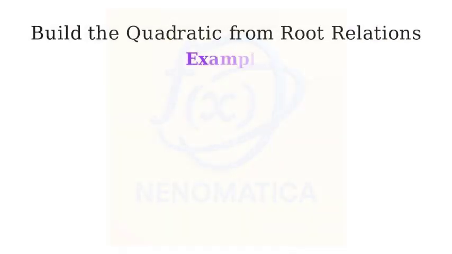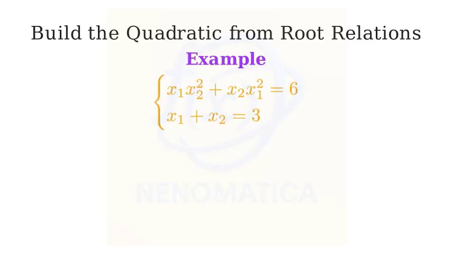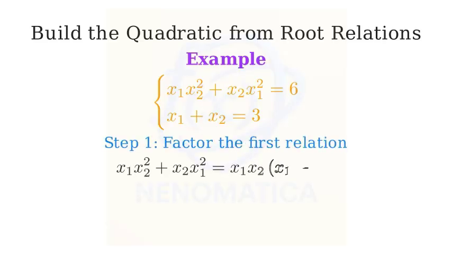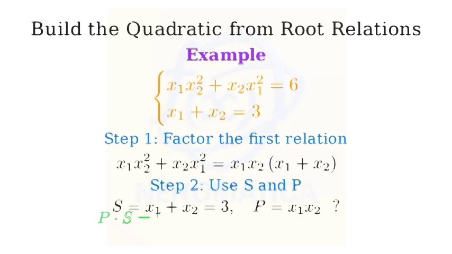Example: we will build a quadratic equation when we know relations between its two roots. Given two real numbers x1 and x2 that are roots of the quadratic we seek. We are told the system x1 times x2 squared plus x2 times x1 squared equals 6, and x1 plus x2 equals 3. Step 1. Factor the first relation. Say it out loud: x1 times x2 squared plus x2 times x1 squared equals x1 x2 times the sum x1 plus x2. Step 2. Introduce the classic sum and product of the roots.